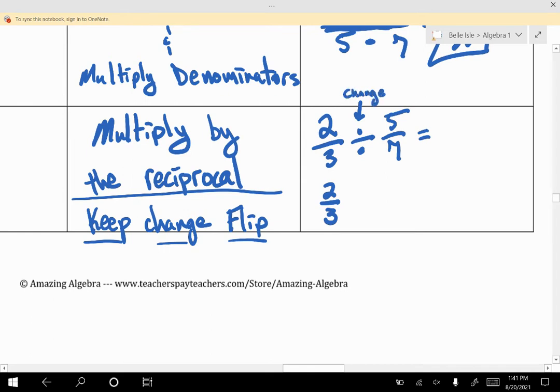the division sign to multiplication. Get used to using the dot and get away from using the X as much as you can. It will serve you better once we get into everything we're going to do. Then you flip the second part, so now you have 7 over 5.